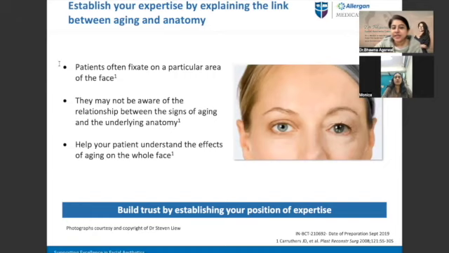Now, patients often fixate on a particular area of the face. Their driving force could be the horizontal lines, or the vertical lines of the forehead, or under eye hollowness, or jowling, or smile lines. So these are the 3-4 main concerns which people come in for. They do not know the entire anatomy, they do not know the entire aging process. It is just one thing that is bothering them, and they will come to you for that particular concern. And they might not be aware of the relationship between signs of aging and the underlying anatomy.